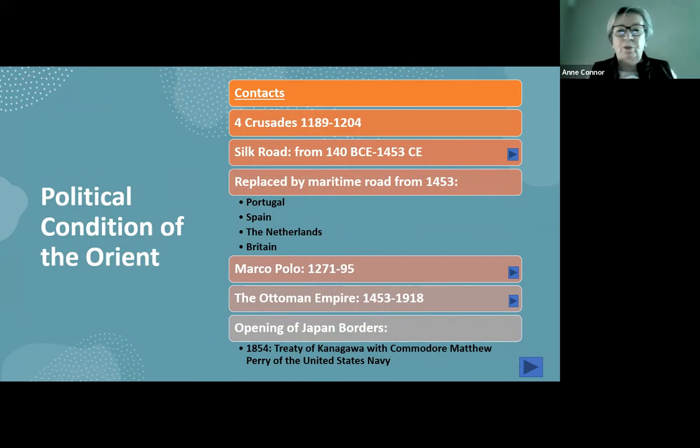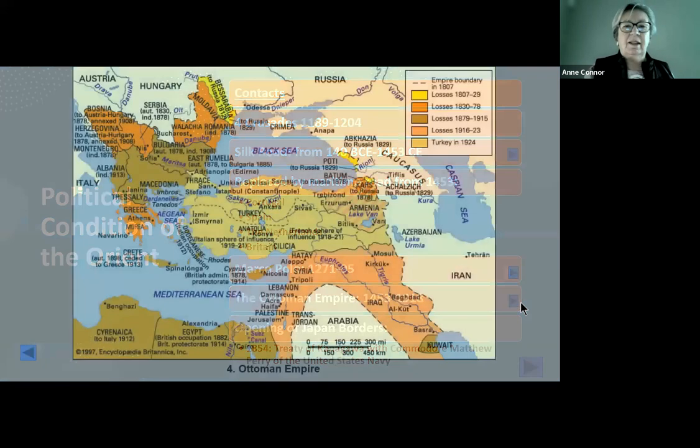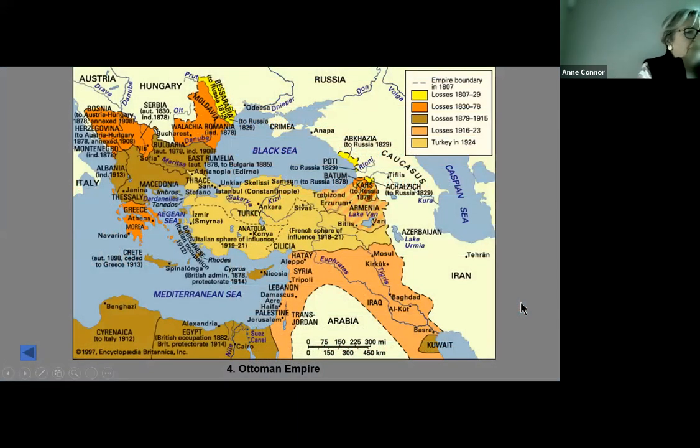Then we have the Ottoman Empire, of course, and this was the reason for other kind of exchange. And the Ottoman Empire existed between 1453 and 1918. The Ottoman Empire was, of course, grew extremely quickly, and for a while, really encased the entire Middle East and North Africa and a good part of Europe too.